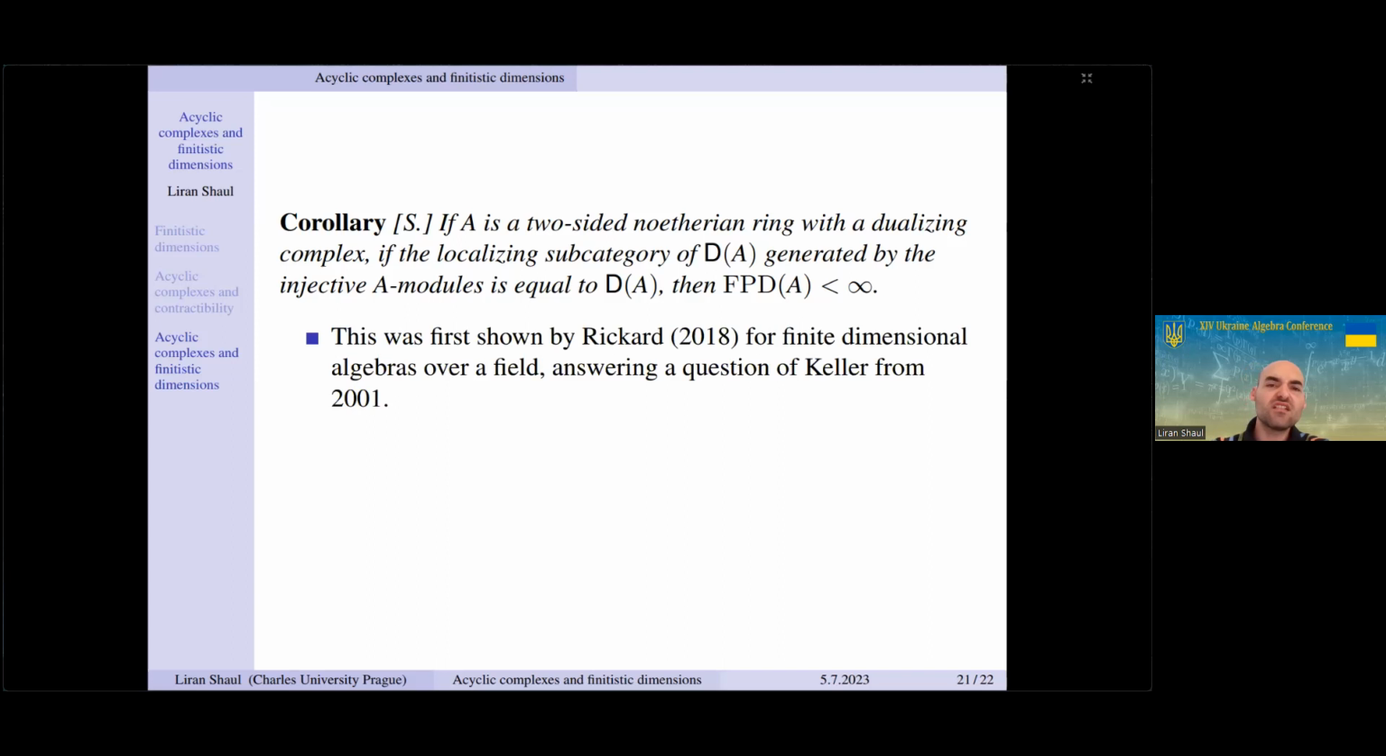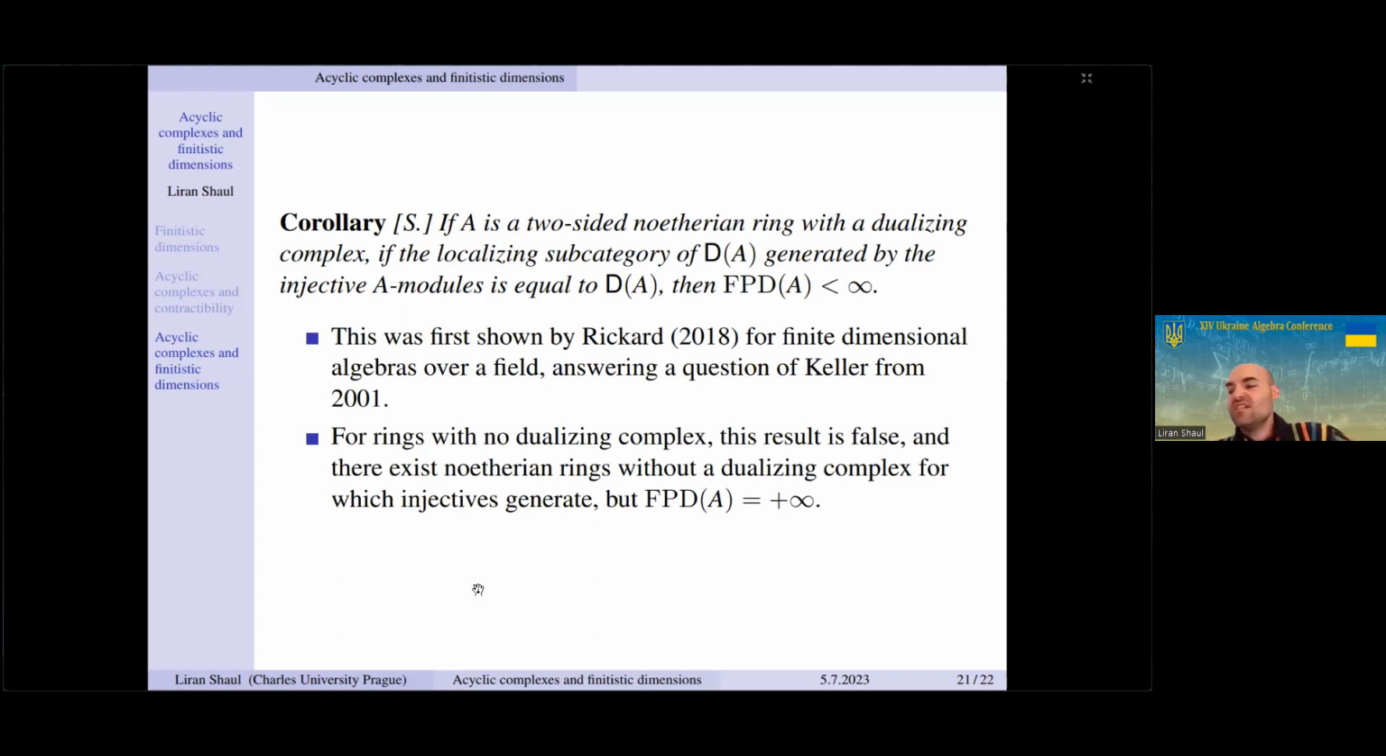And let me just mention that this was first proved by Rickard for finite dimensional algebras over a field. This was actually a question that Bernhard Keller asked in 2001, and Rickard showed that it's true for finite dimensional algebras about 5 years ago. And so my new result says that actually it's true in this much wider context of Noetherian rings with a dualizing complex. And let me also mention that this is the best you can do, because if you don't have a dualizing complex, this is wrong. There are Noetherian rings without a dualizing complex for which the injectives generate, but the finitistic dimension is infinite.